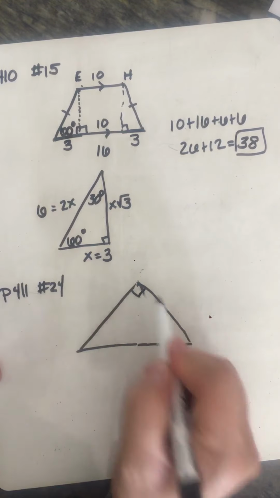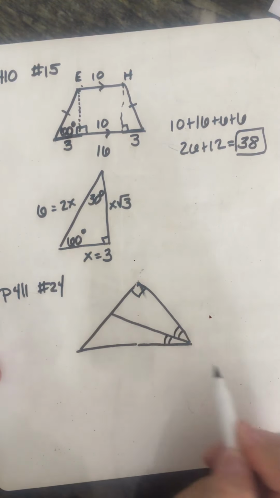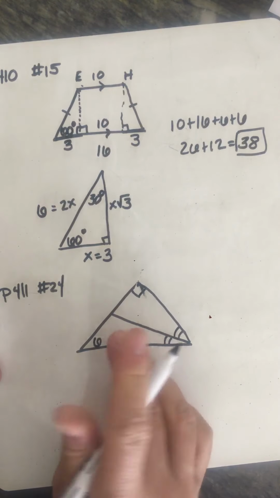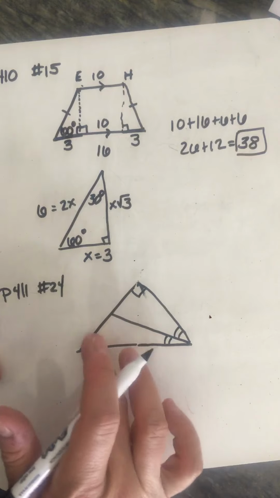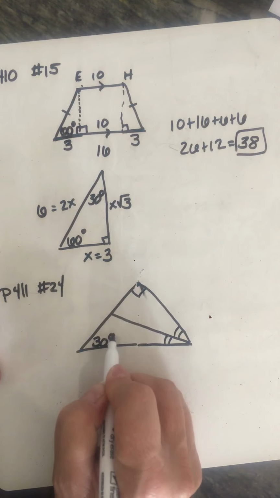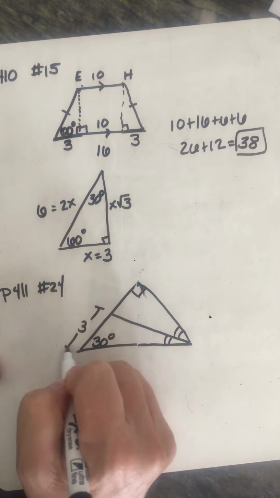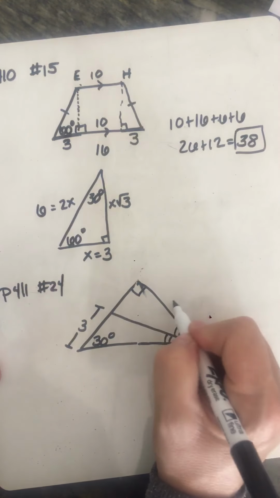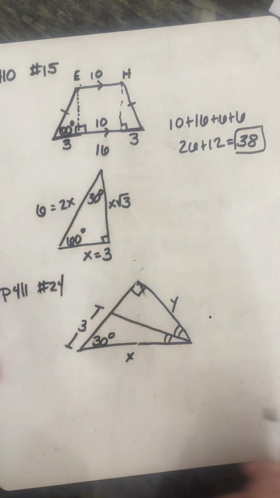So this is a right angle here, and they give us an angle bisector. So that's important to remember. And I think that's 30, not 60. That's 30 degrees. And we know from here to here is 3. Y is over here, and X is over here.